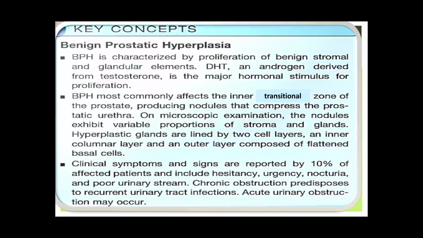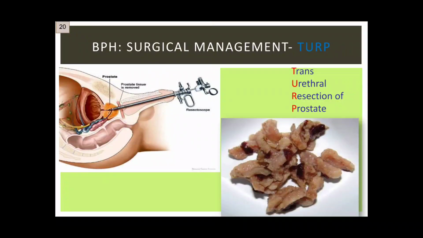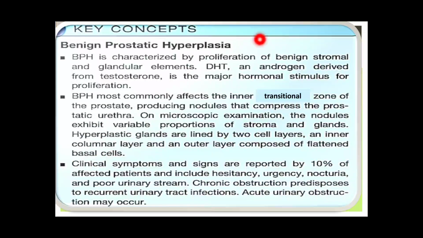Now the key points of BPH. BPH is characterized by proliferation of the benign stromal and glandular elements. DHT is very important. It is an androgen derived from testosterone, and it is the major hormonal stimulus for the proliferation of the glands and stroma of the prostate. Second point, BPH most commonly affects the transitional zone of the prostate, which is periurethral in location, and because of that, it produces nodules that compress the prostatic urethra.